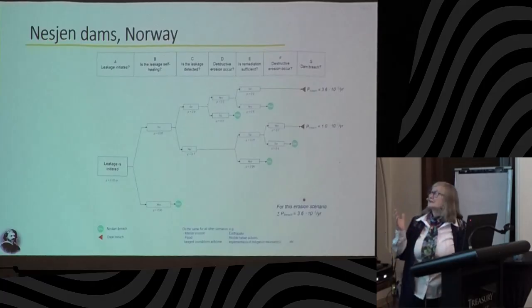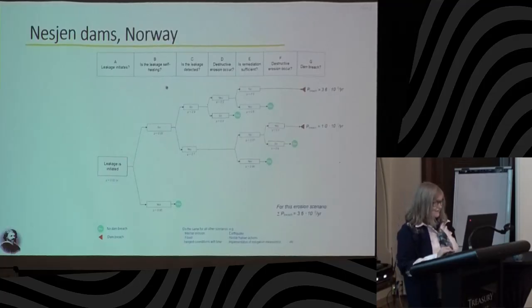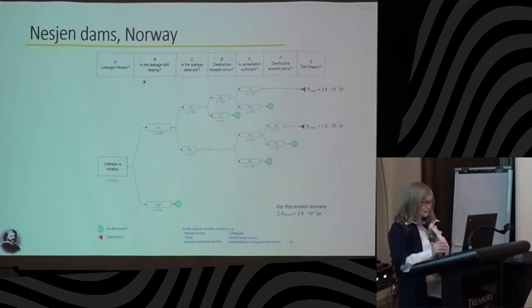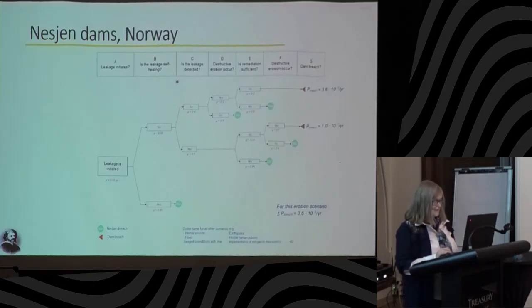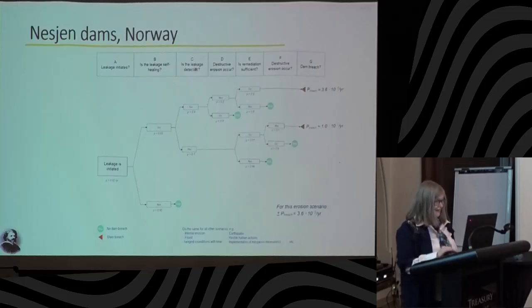So we're not going to go into detail, and you can't read it because somehow the projector doesn't show what I see here. But this is analysis for erosion, and you ask the question, does leakage occur? And is the leakage self-healing? It's a function of the type of filters and the materials we have in the embankment. Is the leakage discovered? Some dams are instrumented, some are not. Some are well instrumented, some are not. Some are monitored continuously, some just haphazardly.